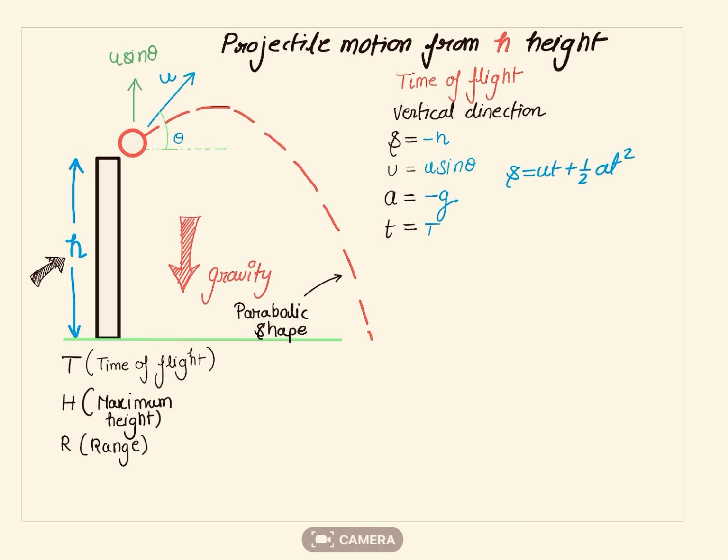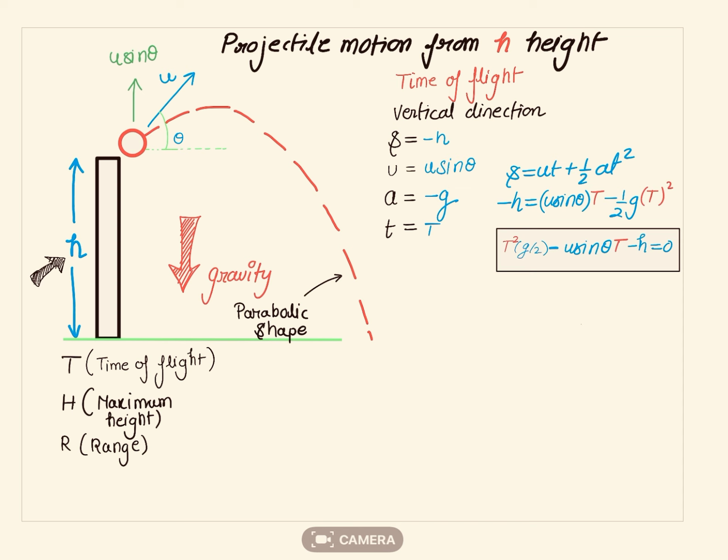Now by using s equals ut plus half at square, we will get a nice quadratic equation, which is (g/2)T² minus u sine theta T minus h equals 0. In this quadratic equation, one root is going to be positive and the other root is going to be negative. So by finding the positive root, we can get the time of flight.